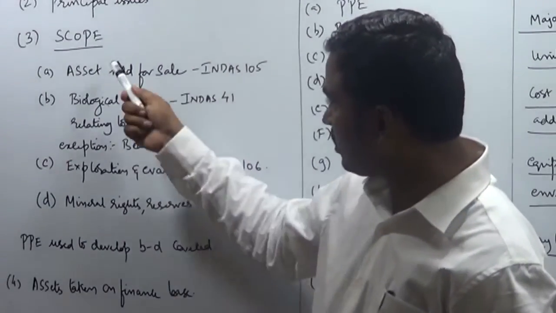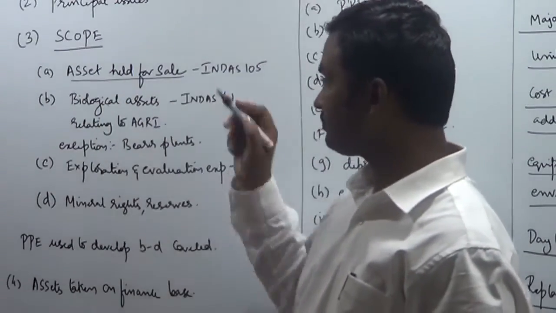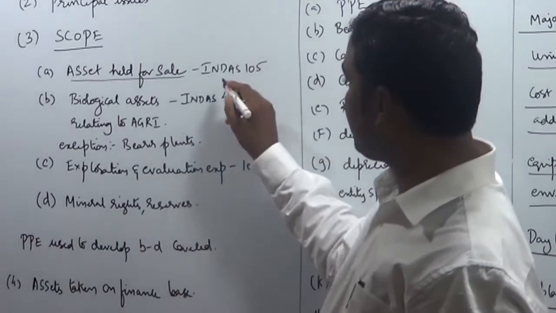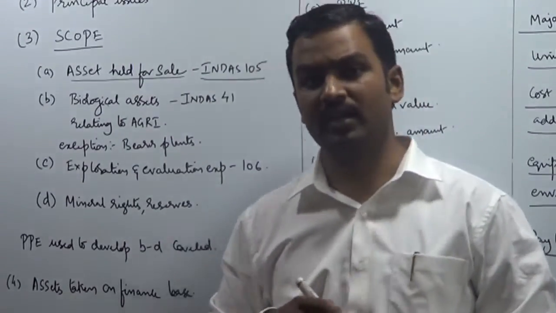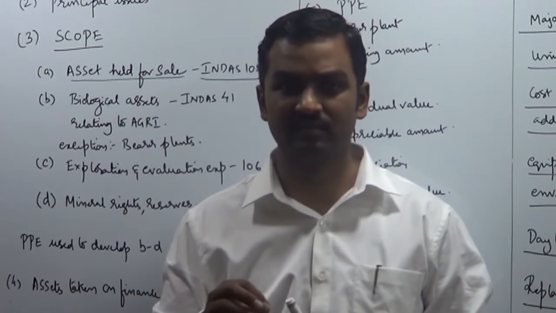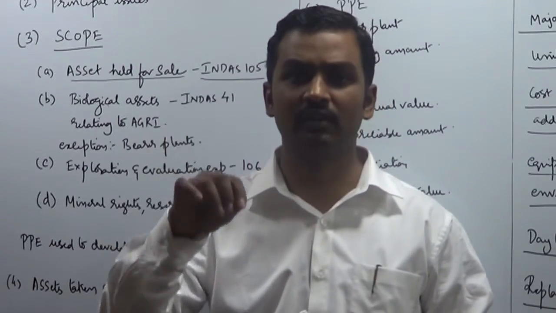But certain items are not covered in the standard. The first item is asset held for sale. Now, what is asset held for sale? This is specifically covered by Ind AS 105. Now, as per Ind AS 105, what is an asset held for sale? It is an asset whose carrying amount is principally going to be recovered through sale.